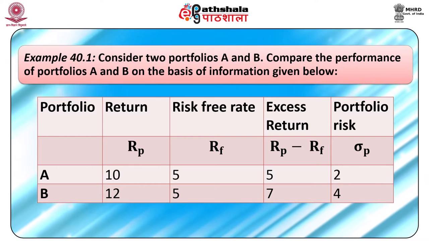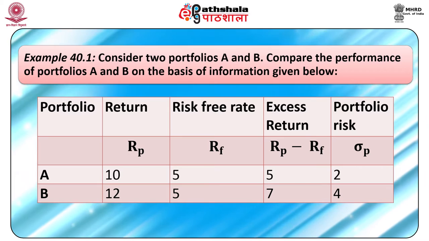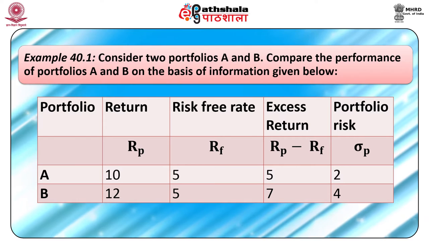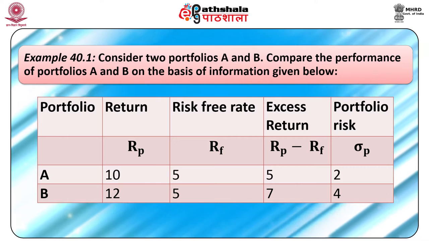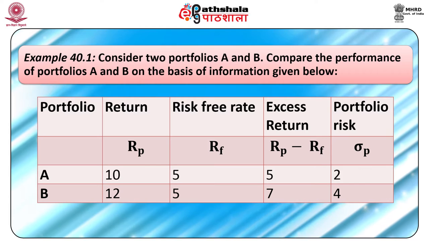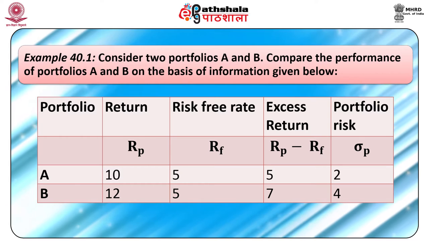We have five columns. The first column shows portfolio, that is A and B. In the second column, we have return, that is RP. For A, we have 10% return. For B, we have 12% return. In the third column, we have risk-free rate, that is shown by RF. For A, we have 5%, and for B, again we have 5%.